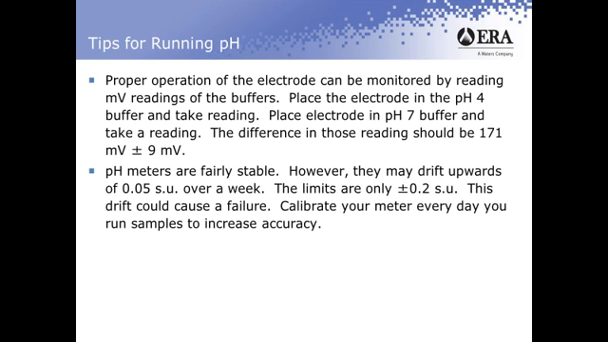So if we think about the limits for pH only being plus or minus 0.2 units, a drift of 0.05 units might be about 25% of our acceptance limits, and that drift could cause a failure. So I would highly recommend, if you don't do it now, that you calibrate your meter every day that you run samples. That will help you increase your accuracy.